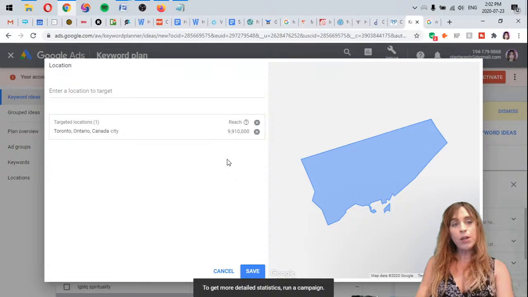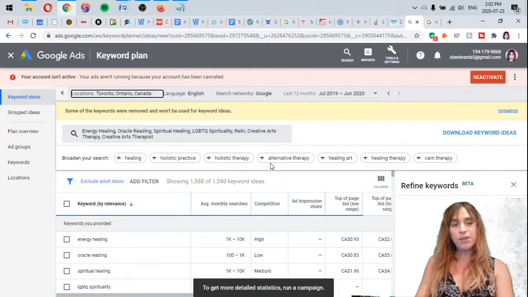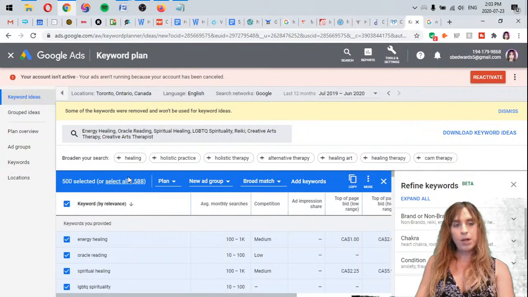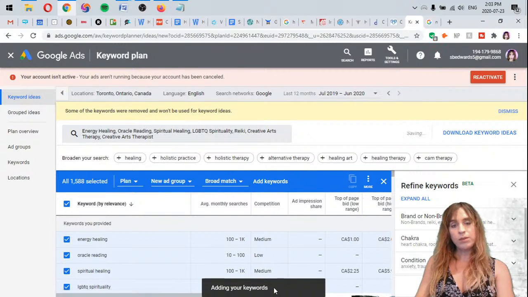So we'll select Toronto, hit Save, and then let's try that again. Okay, so language English, search networks Google. Great. Okay, so that gave us 1,590 keyword ideas. So let's select all of them and then add keywords. And then what it's doing is adding keywords.